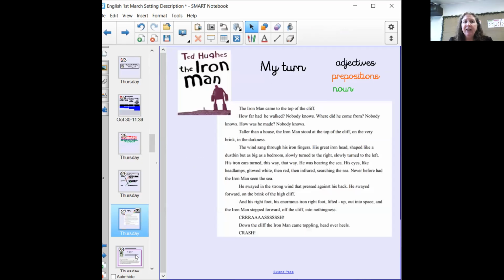So here, I have a little bit of a rewind. So this is taking us all the way back to the Iron Man. So it's one of the sections, one of the pages out of Iron Man that I have taken out, because it's got some really good adjectives, some really good prepositions, and some really good nouns in there.